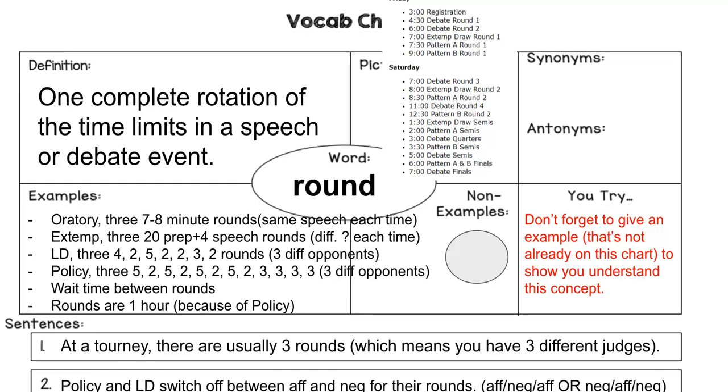Any questions for me? So for the you try box, I know this one's a little bit tougher, but like you could tell me about like what your experience will be like at the tournament. You could use the word round in a sentence, in the debate sense. Don't use it in the real life sense. But everybody in debate 1, go ahead and give me your own example in the you try box. I'll give you a minute to think.